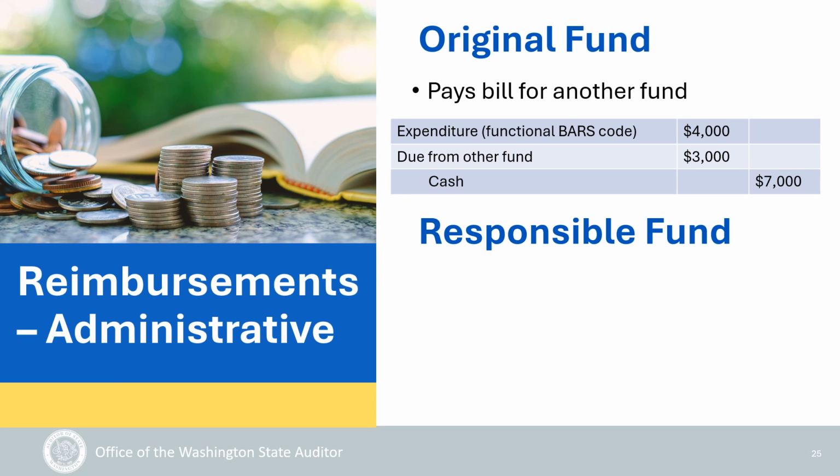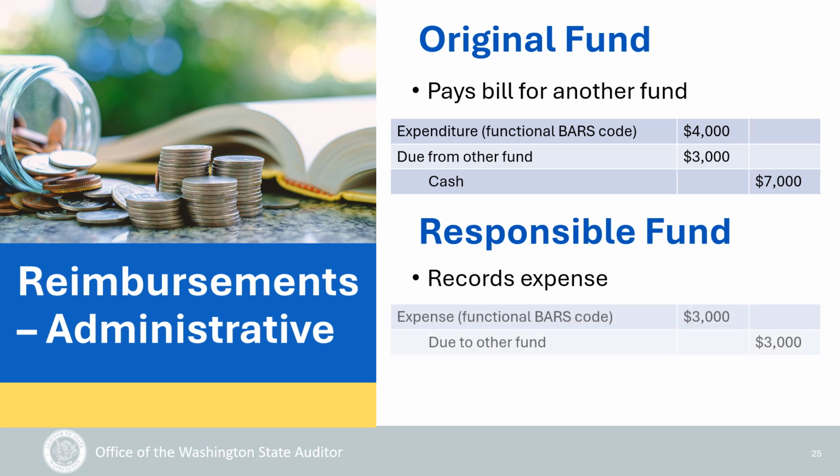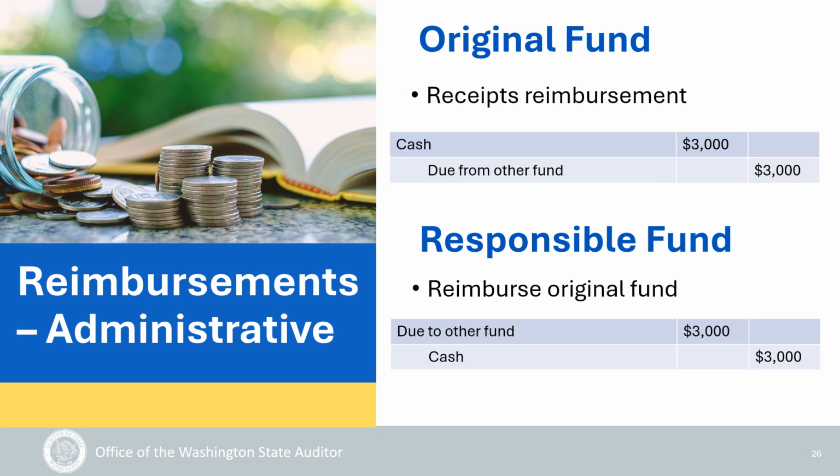Anytime there is a due from other fund, we also need to record an equal due to other fund. In this case, that's the sewer fund. So our sewer fund will report their share of the expense and a liability due to other fund. When the sewer fund reimburses, the general fund records cash and reduces the due from other fund receivable. The sewer fund also reduces the due to other fund payable.